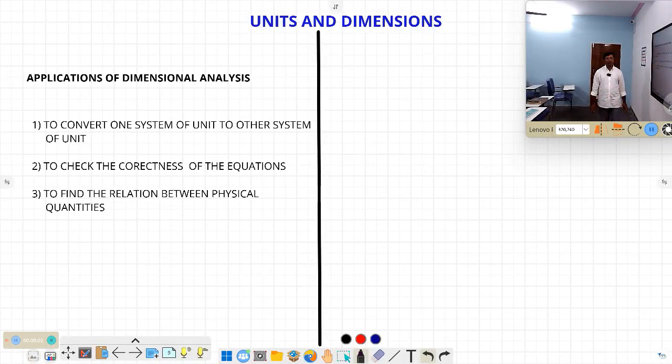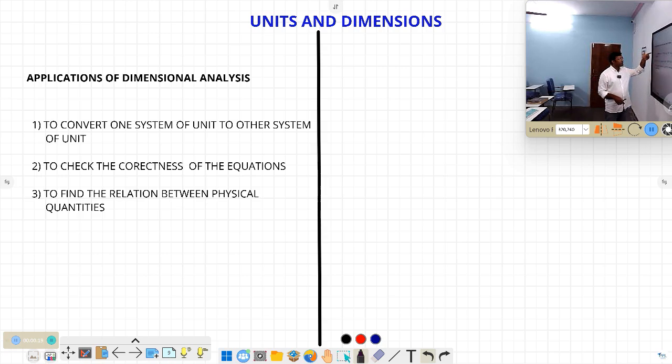Hello students, today we will go to the next topic of units and dimensions. The topic is applications of dimensional analysis. This is one of the most important concepts for competitive examination problems. We have three most important applications here.